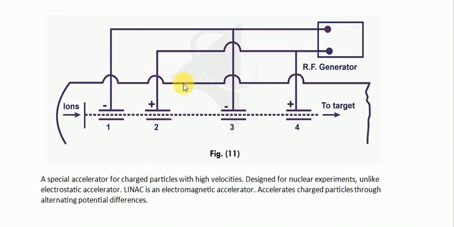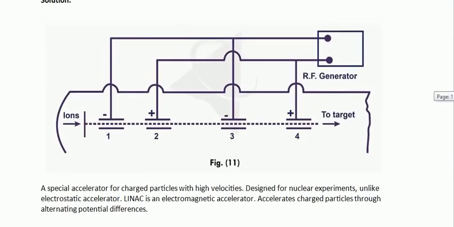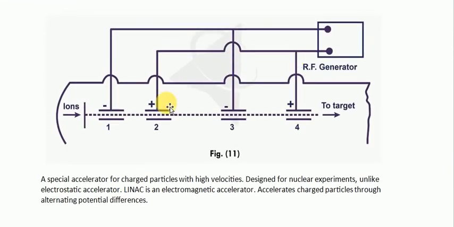So let's talk about its construction first. A LINAC is made up of several metallic hollow cylinders or tubes, kind of like a row of soda cans, one after another with spaces in between. So let's understand this by the diagram. Each cylinder is connected to an alternating current or AC power source, which changes its polarity with each cycle.